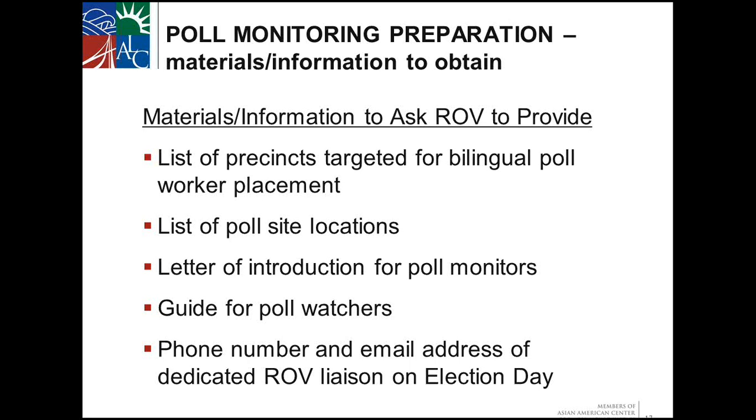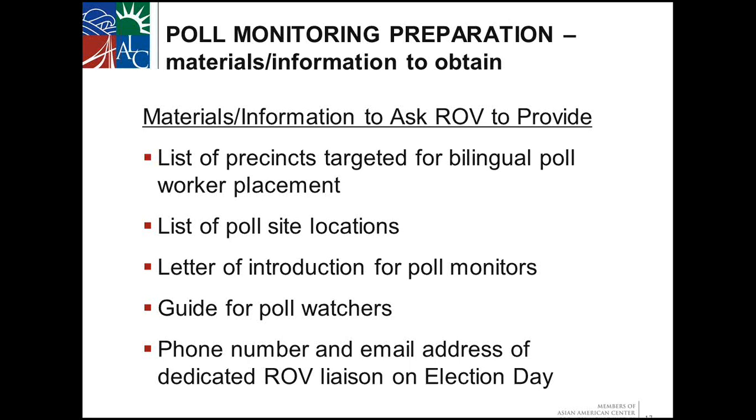If there isn't a credential process or some kind of process in place for your poll monitors, get a letter of introduction from the ROV for your poll monitors. This would be a letter just explaining who your organization is, and that the ROV authorizes and recognizes the poll monitoring efforts that you're conducting during the election. That way, a copy of this letter could be provided to your volunteers, and they could have that in order to show any poll workers when they arrive at the poll site, in case there are any questions about what they are doing there.